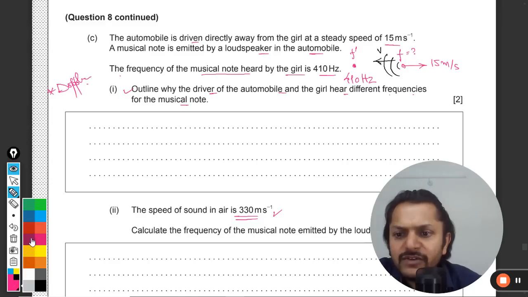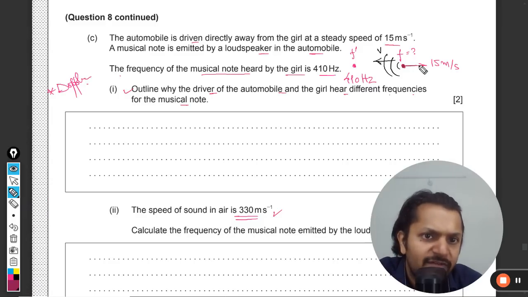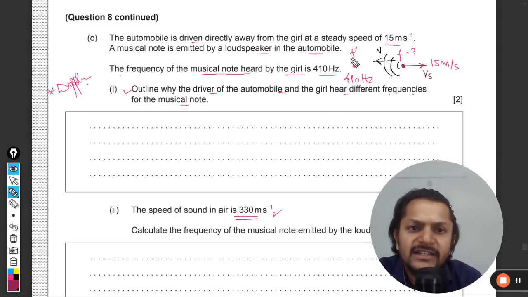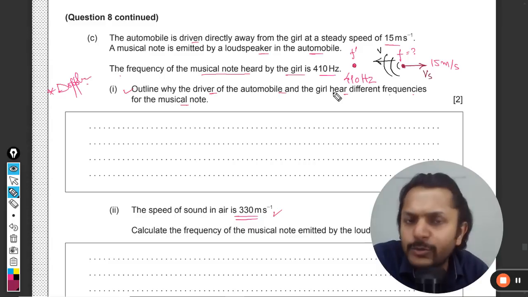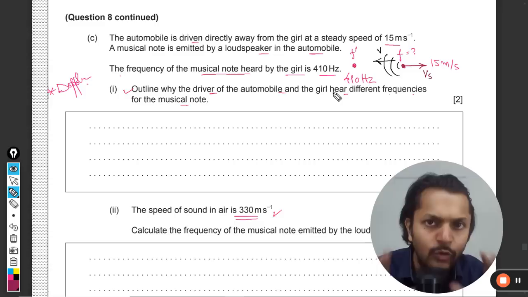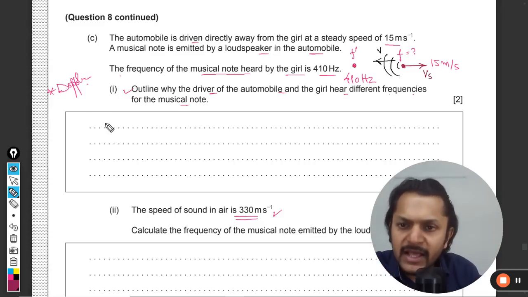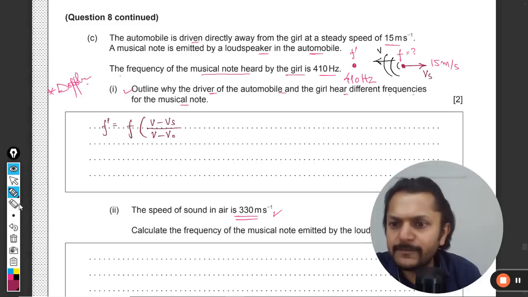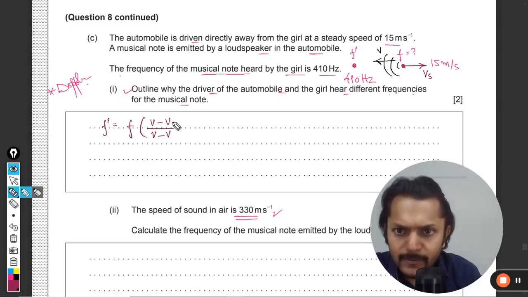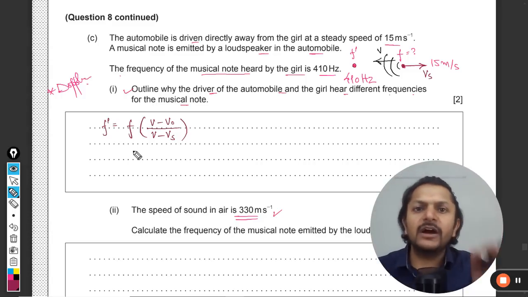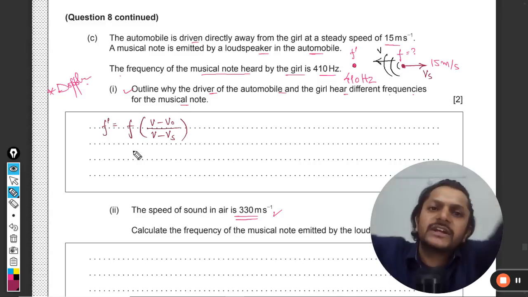The velocity with which the source is traveling will be taken as vs, and this is the observer. The velocity of the observer is zero because the observer is not moving. According to my method, I only remember one single formula, and that is this. The only formula, one single formula, which is applicable in all the cases.